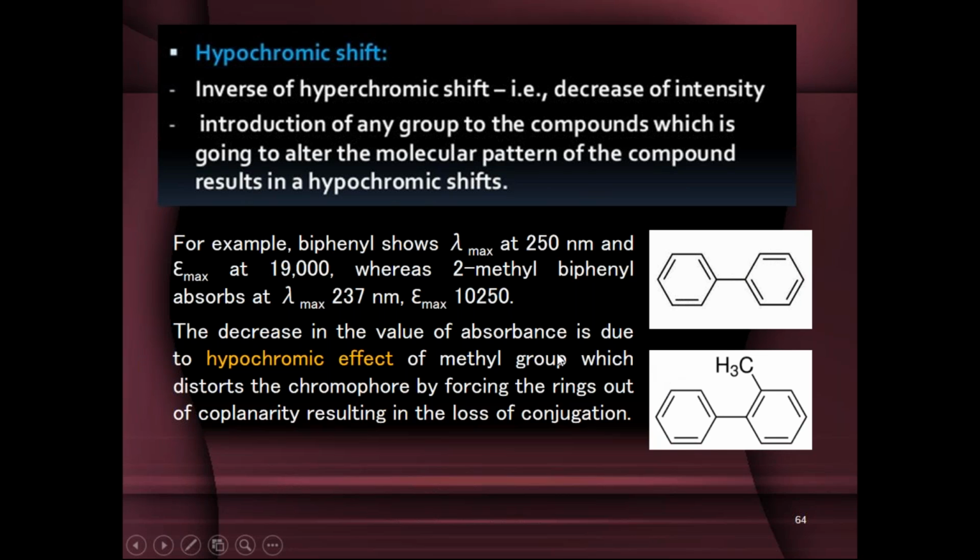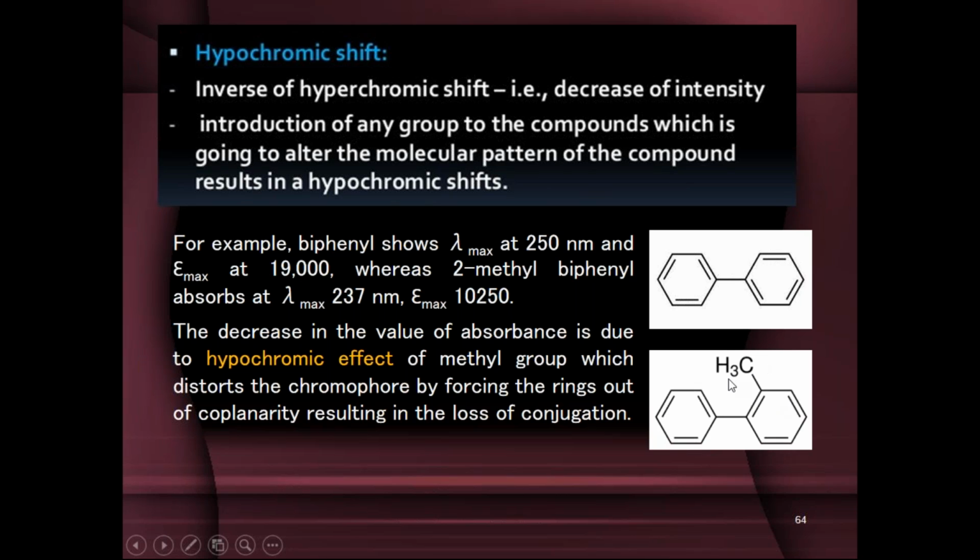I have given an example here. You have biphenyl. The first structure at the top is biphenyl. It shows lambda max at 250 nanometers and epsilon max at 19,000. Okay, so a very high absorbance and a lambda max in the UV region. Now, when you have 2-methyl, this is the oxochrome getting attached to the structure. You have 2-methyl biphenyl now.